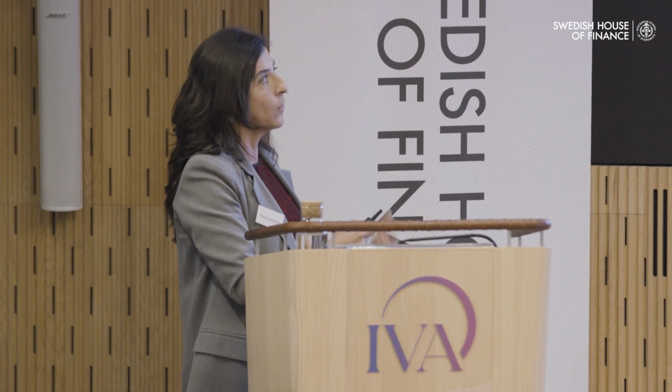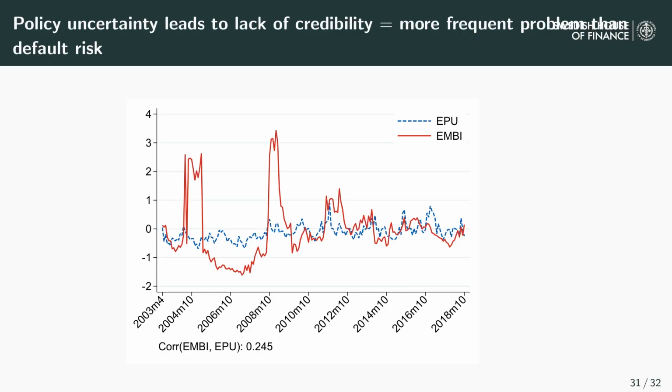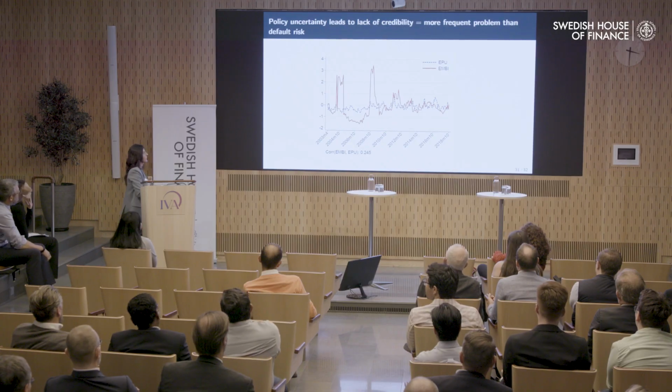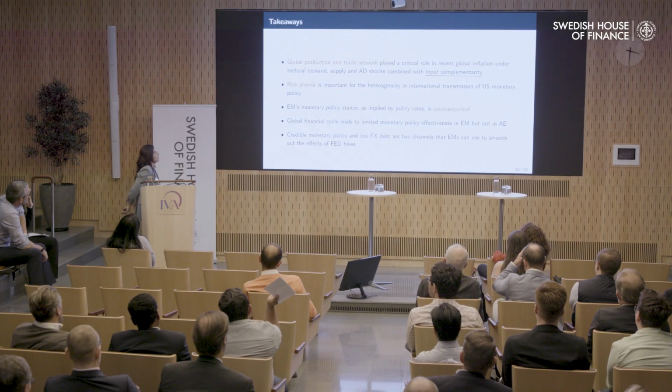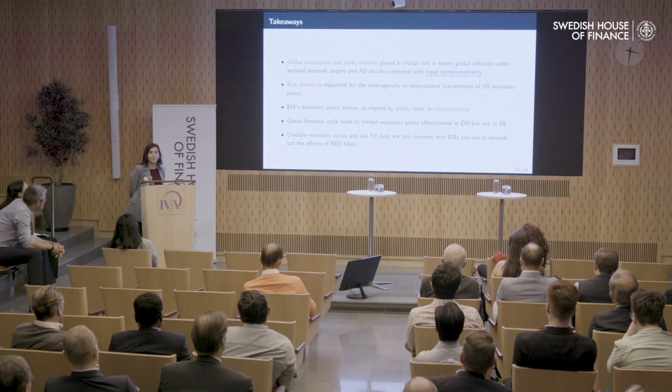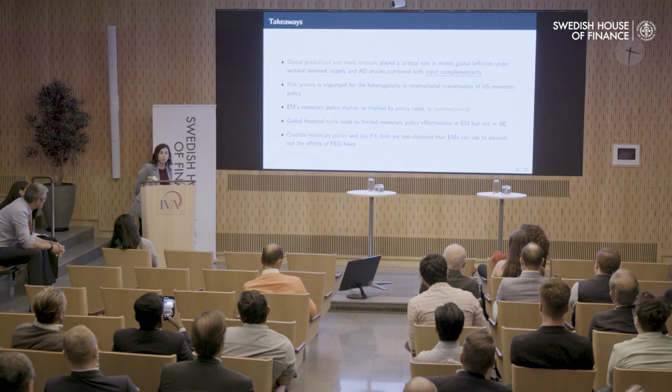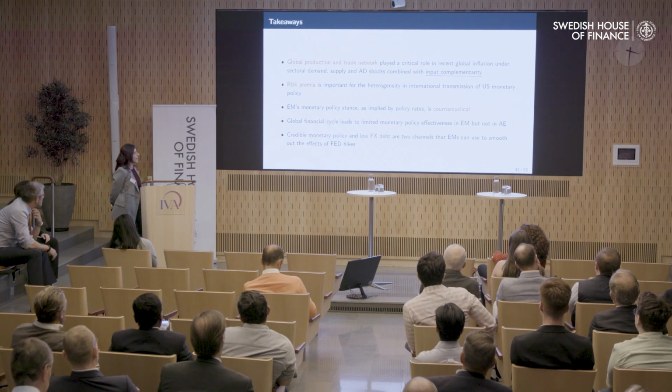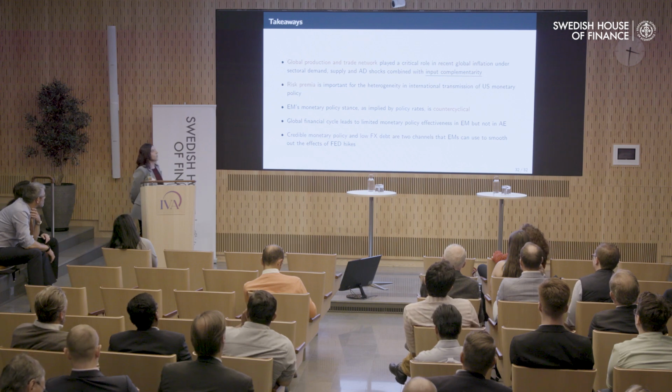Okay, and this is not the same as EMBI, the default risk. It is more than that because default is rare. You can see that EPU, which we already saw in Nick's presentation, is something that fluctuates in the short term. All right. Final slide, conclusion. What I told you today: global production and trade networks played a very critical role in recent global inflation. Under sectoral demand, sectoral supply, and aggregate demand shocks, when inputs are complements, you have to put together all these shocks to understand this. Risk premium is important for the heterogeneity in the international transmission of US monetary policy.